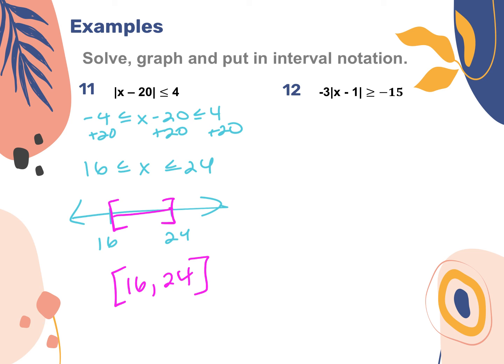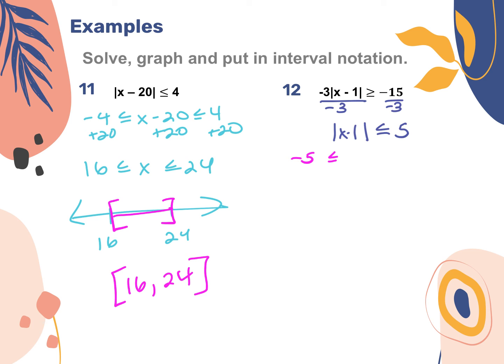So 12 is the perfect example of why you cannot make the decision on if it's and or or before you isolate. Because when I divide both sides by negative 3, it flips my sign to a less than. So initially it was greater than, that would make you think that it's or, but then it's truly less than. You have to wait until after you isolate to decide. So now it's less than, again, it's an and statement.